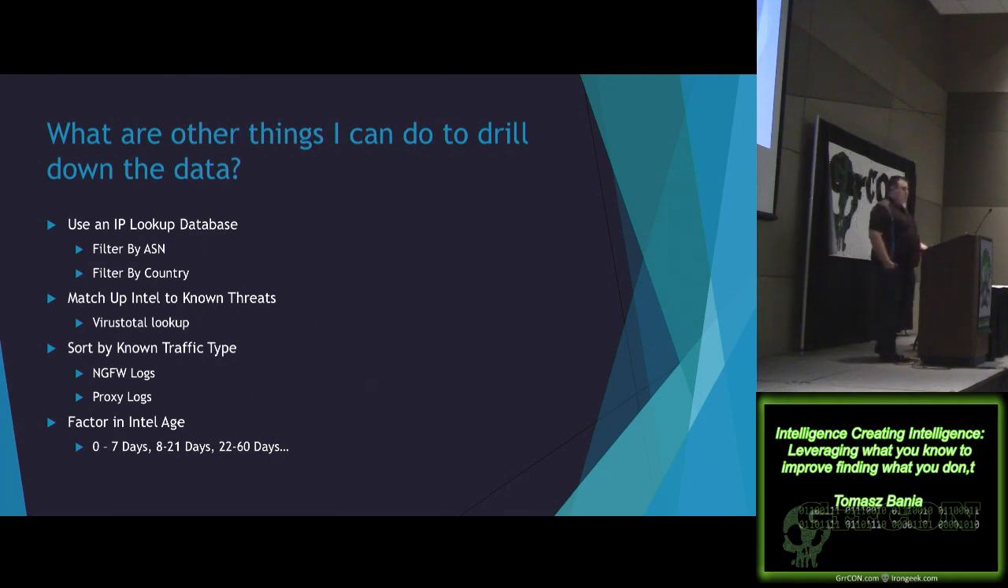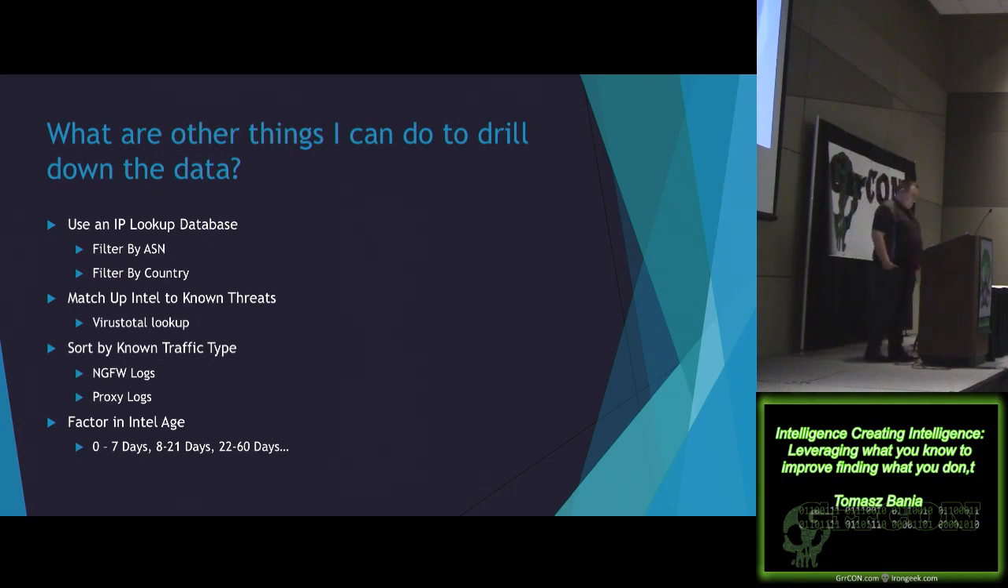Second one is filtering by country. If you have a country that your organization just does not do business with, most commonly, a good starting point is the list of U.S. embargoed countries. You're probably not doing business with them, so you probably shouldn't be seeing traffic from there. You can potentially use those as threat intel lists. I would generally not recommend it because there are situations where systems will communicate with those, but you can still leverage those as secondary or tertiary indicators.